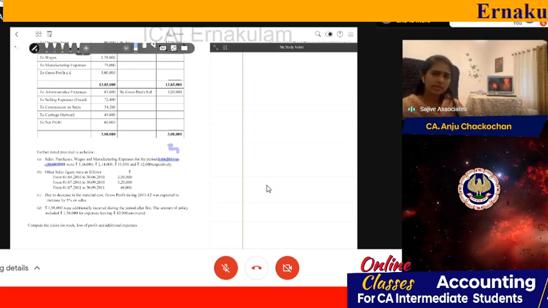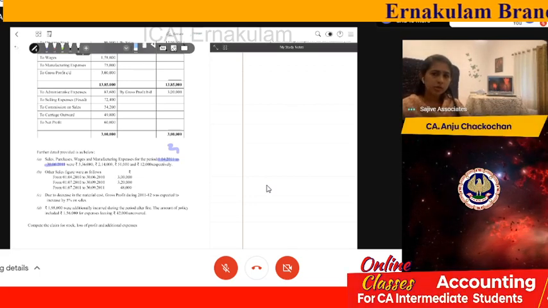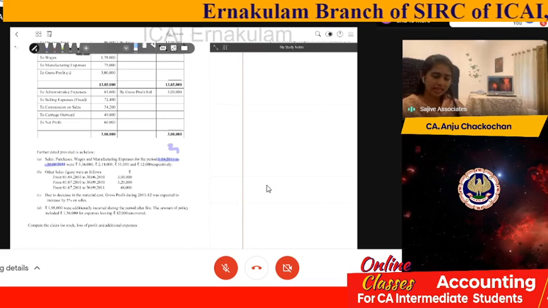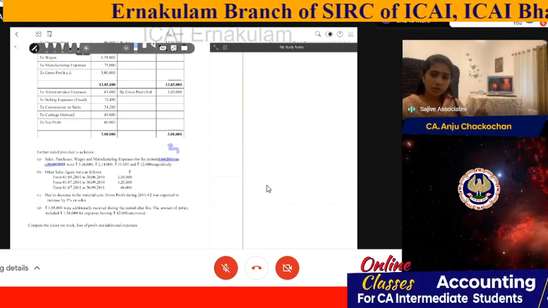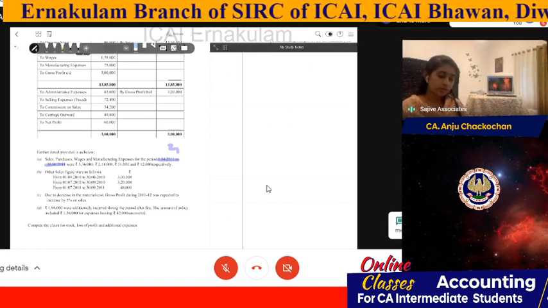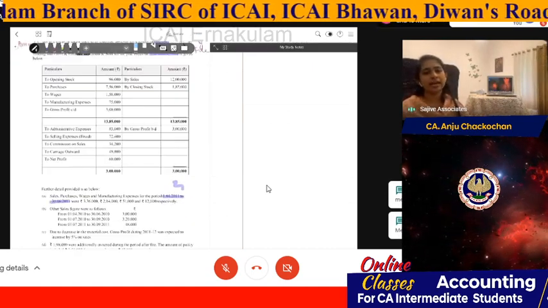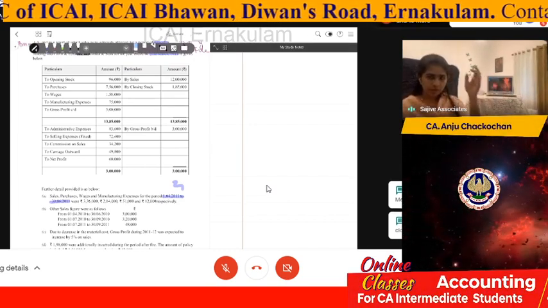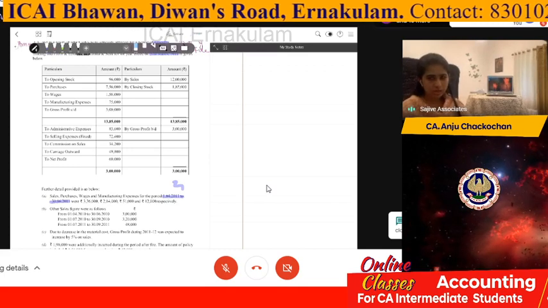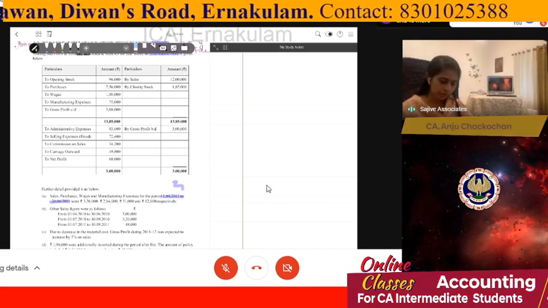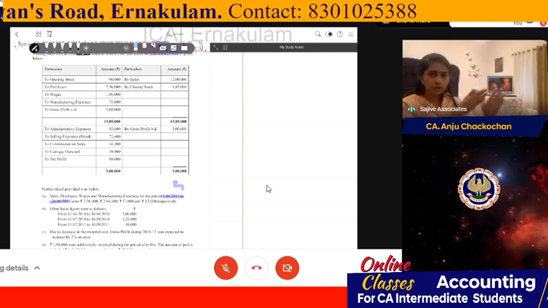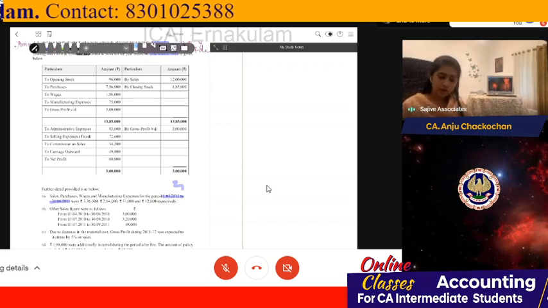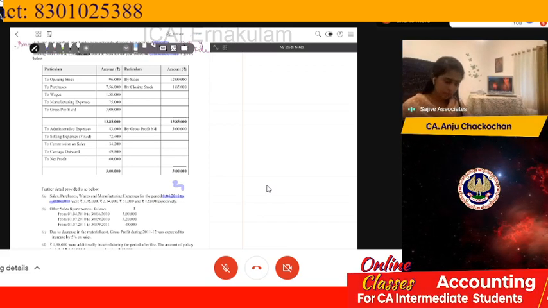Why is that data given? Anyone? Everybody, keep messaging. See the date of fire. It is 1st July 2011. Memorandum. Yes, exactly. We need to prepare the memorandum trading account, and that's the reason why this data is given from 1 April 2011 to 30 June, because the date of fire is 1st of July. And other sales figures are also provided. We'll see where we can use that.